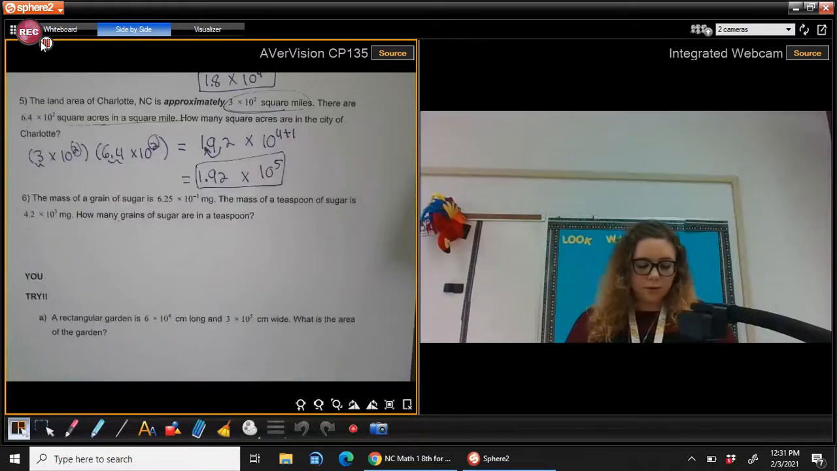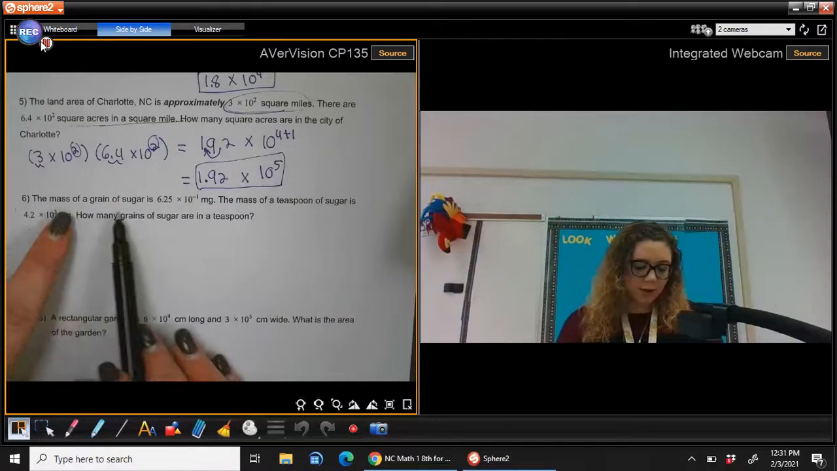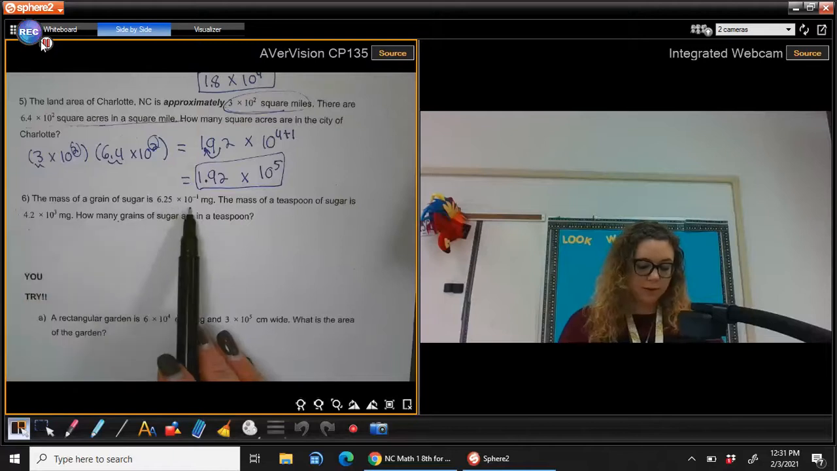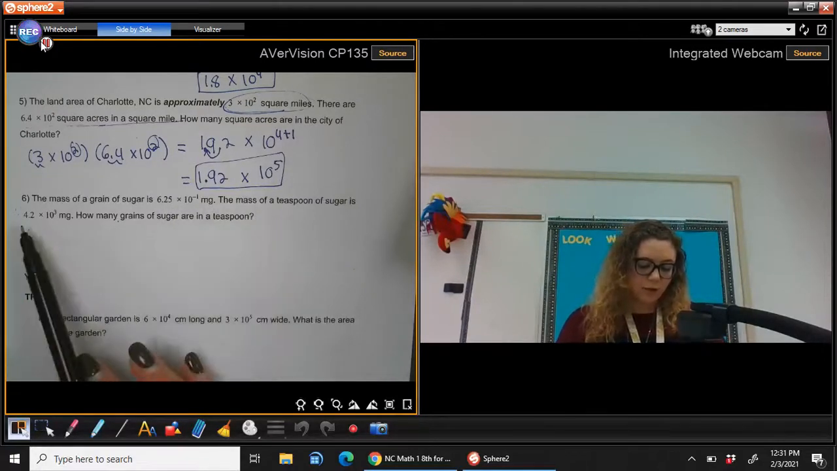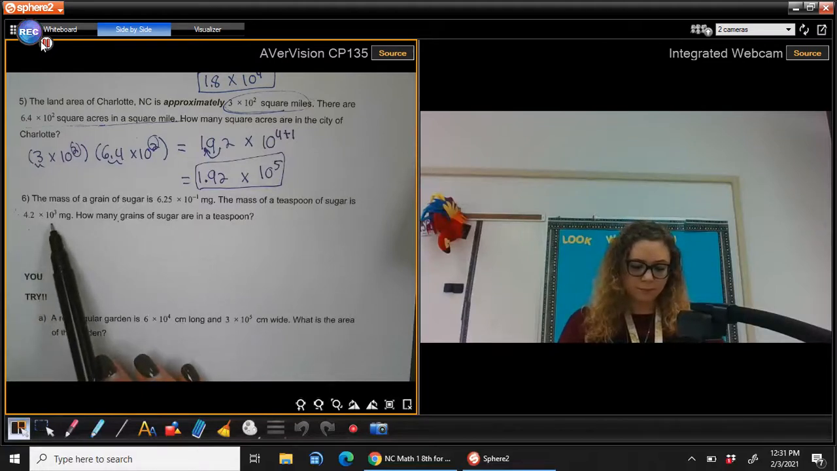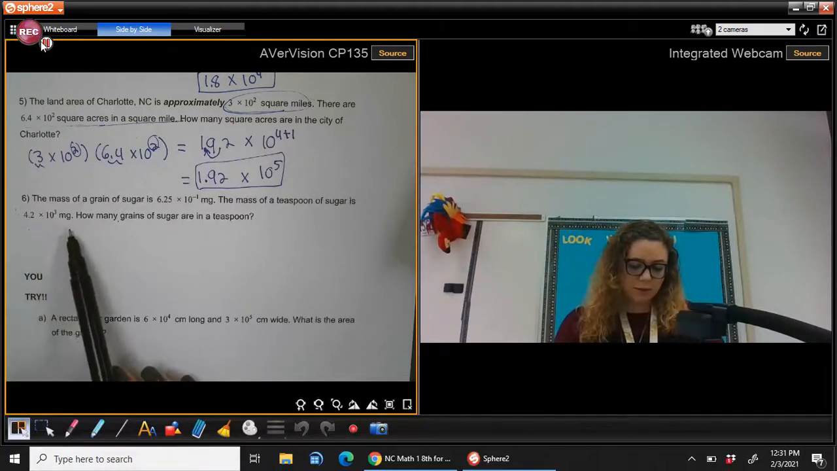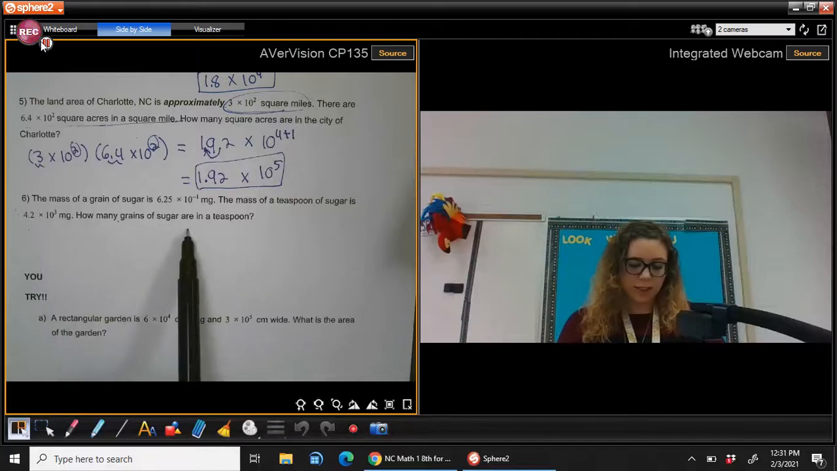Let's go to number 6. The mass of a grain of sugar is 6.25 times 10 to the negative 1 milligrams. The mass of a teaspoon of sugar is 4.2 times 10 to the 3rd milligrams. How many grains of sugar are in the teaspoon?